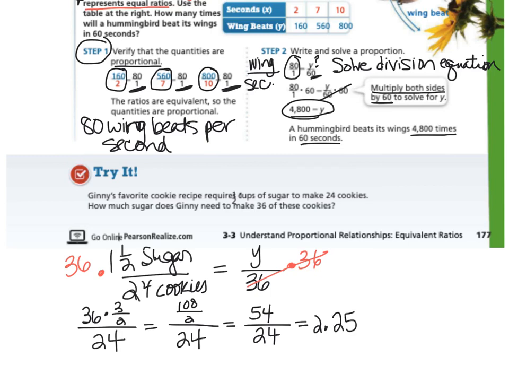Well, when we're doing cooking, we don't ever use decimals, okay? Especially when we're talking about cups. We change that back into its fraction form. So hopefully you recognize .25 as being the same as 1/4. So that would be 2 1/4 cups of sugar.